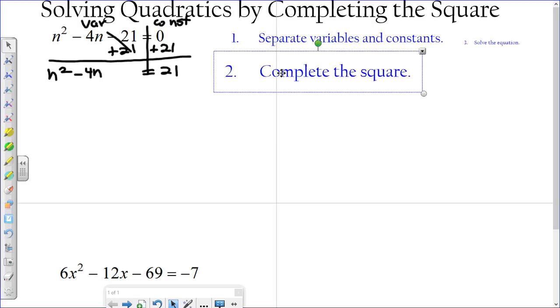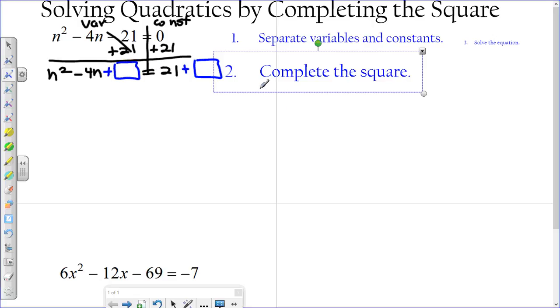Now number two is complete the square. Let me change the color. The way you complete the square, you do the following. I'm going to add a number here. And what mathematics says is what you do to one side, you must do to the other side. So if I put plus 10 here, I need to put plus 10 over here. If I put plus 11, 11 right here.